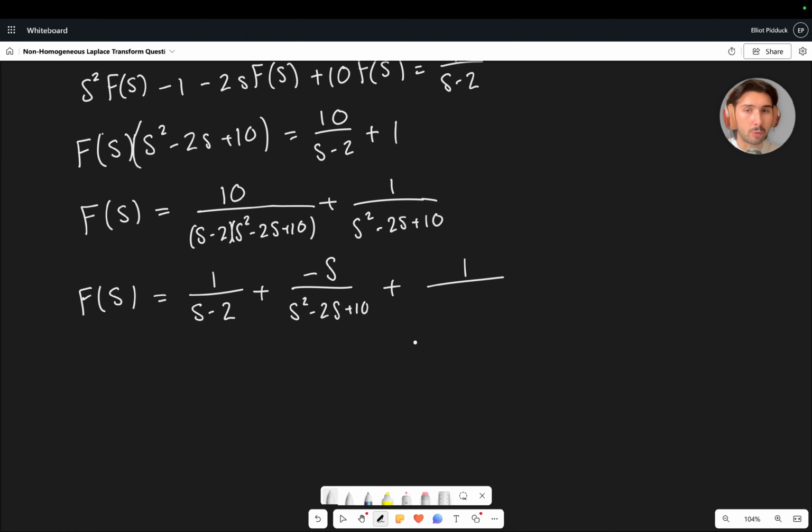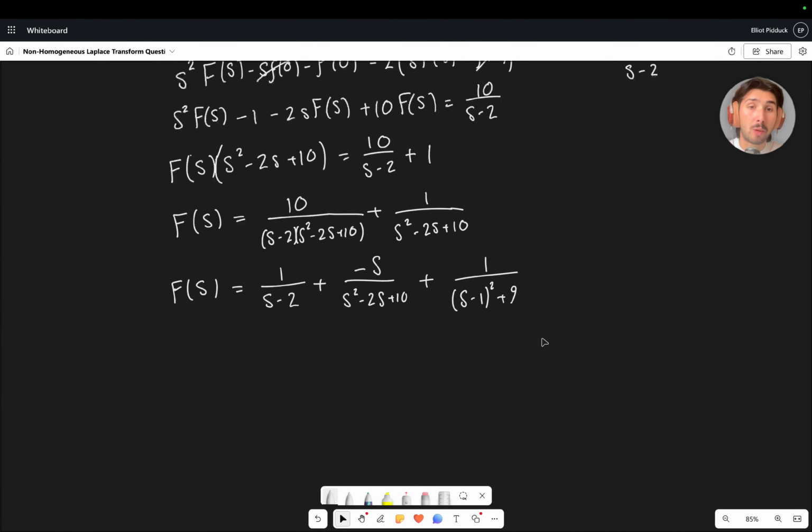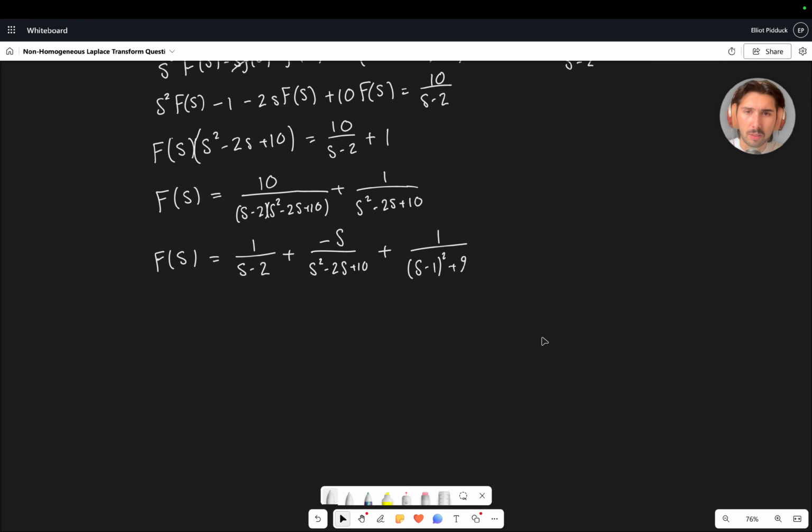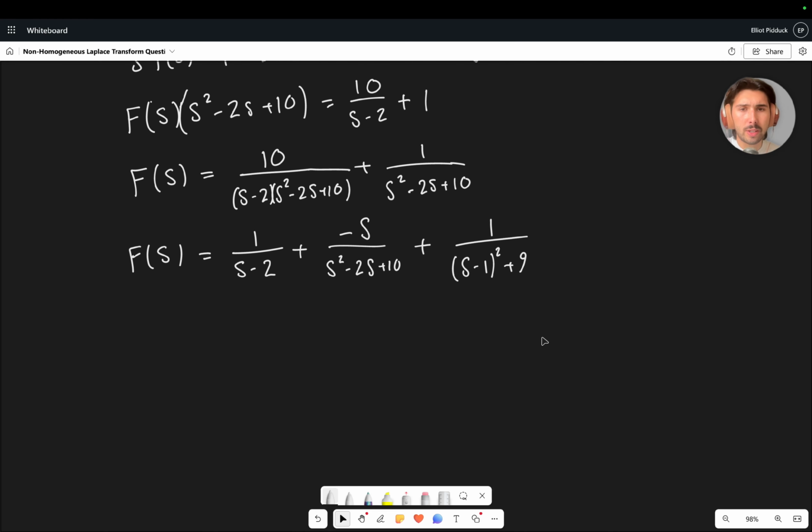So this isn't partial fractions anymore. This is just a different way of doing this. And we've got s minus 1 squared plus 9 there. All of this is simply for the purpose of allowing us to figure out what that inverse Laplace transform is going to be. So hopefully you guys are pretty happy with this. At the moment, it's just algebra, okay?